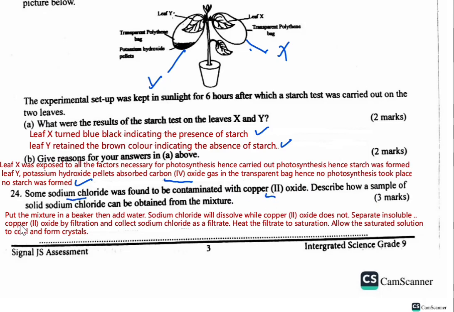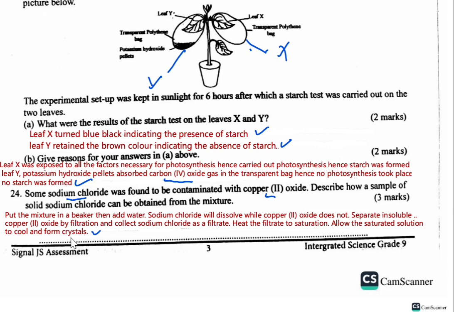So the first step is to put the mixture in a beaker, then add water. We're going to add water. Sodium chloride, this is like salt. You know that the name for salt is sodium chloride. Sodium chloride will dissolve while copper 2 oxide does not. And then after dissolving, we separate the insoluble copper 2 oxide by filtration and collect sodium chloride as a filtrate. Heat the filtrate to saturation, allow the saturated solution to cool and form crystals. And by that process, you need to separate the two.